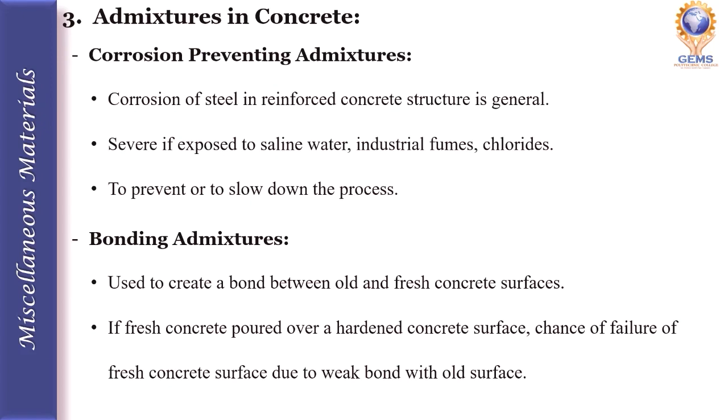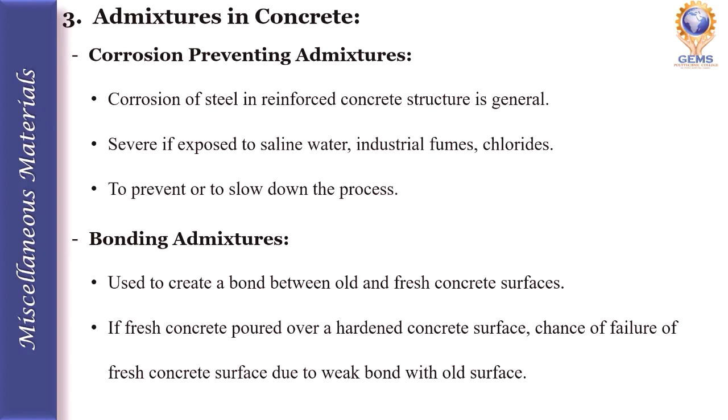Next one is corrosion preventing admixtures. The corrosion of steel in reinforced concrete structures is general and it will happen, and it is severe when the structure is exposed to saline water areas. It will be very severe near saline water, industrial fumes or chlorides. To prevent or slow down the process, we use corrosion preventing admixtures in the concrete to slow down the corrosion of steel in the reinforced concrete.